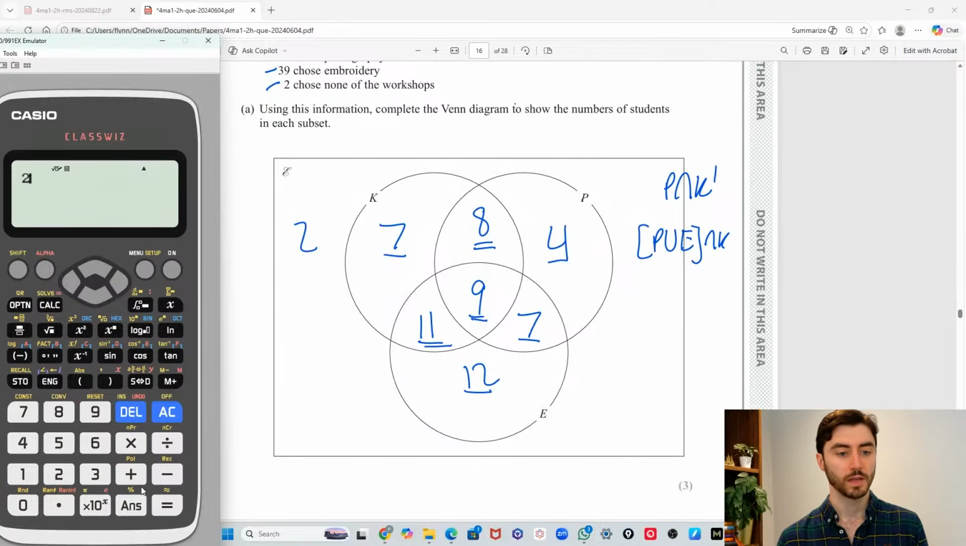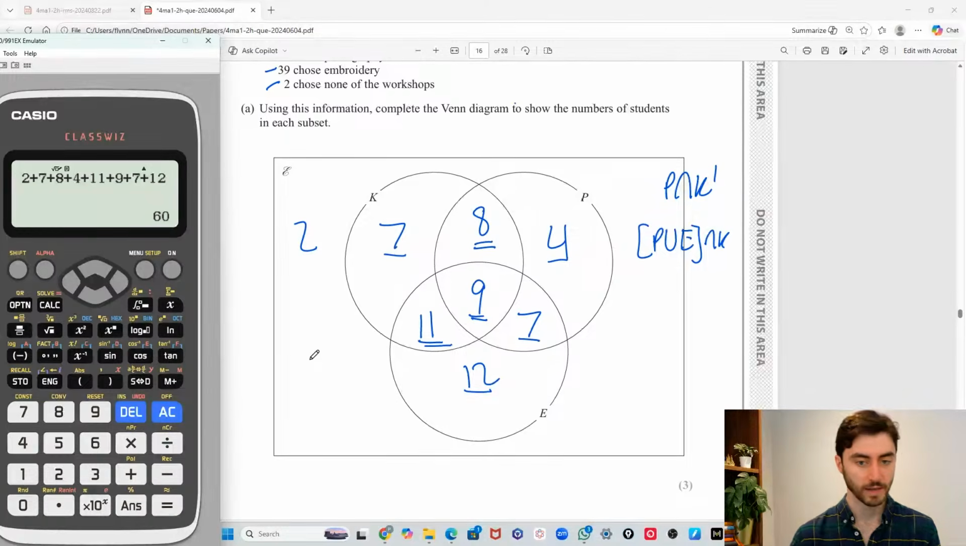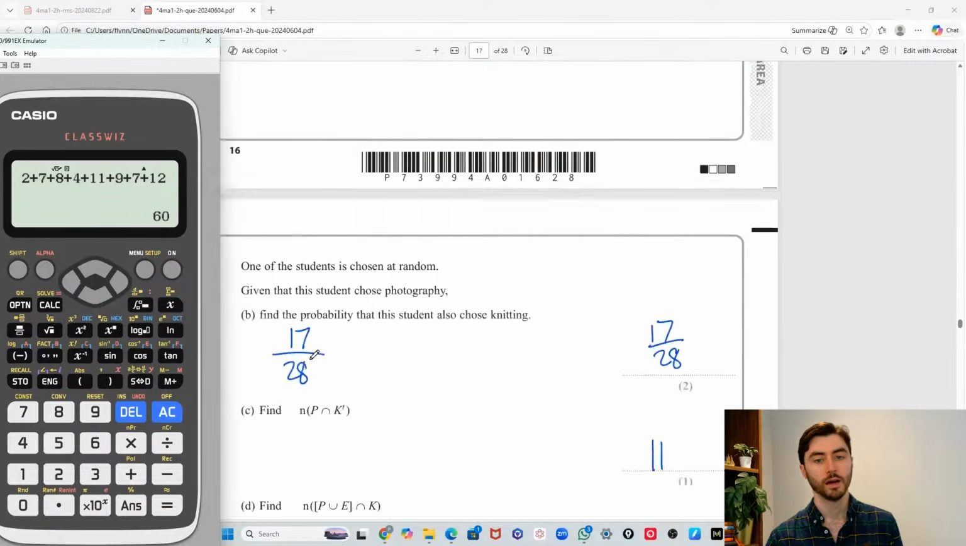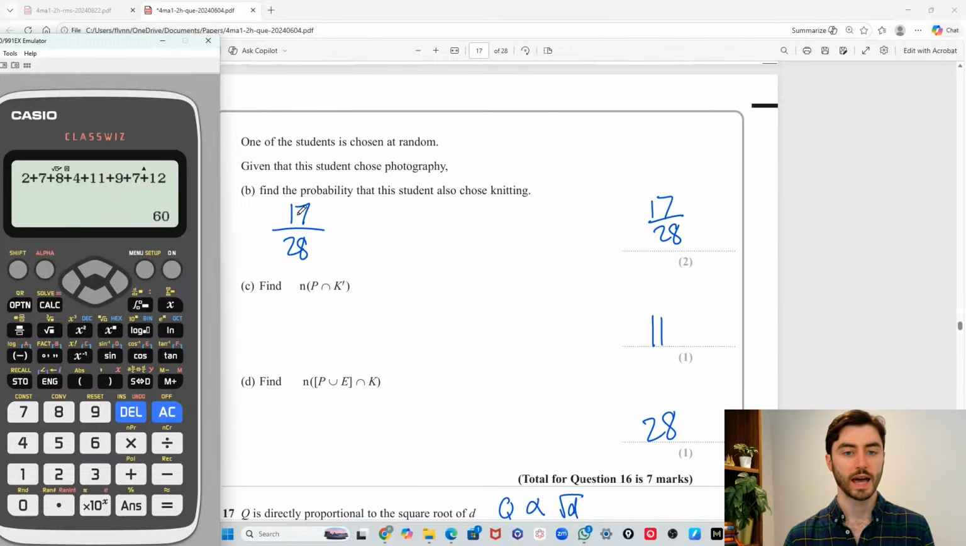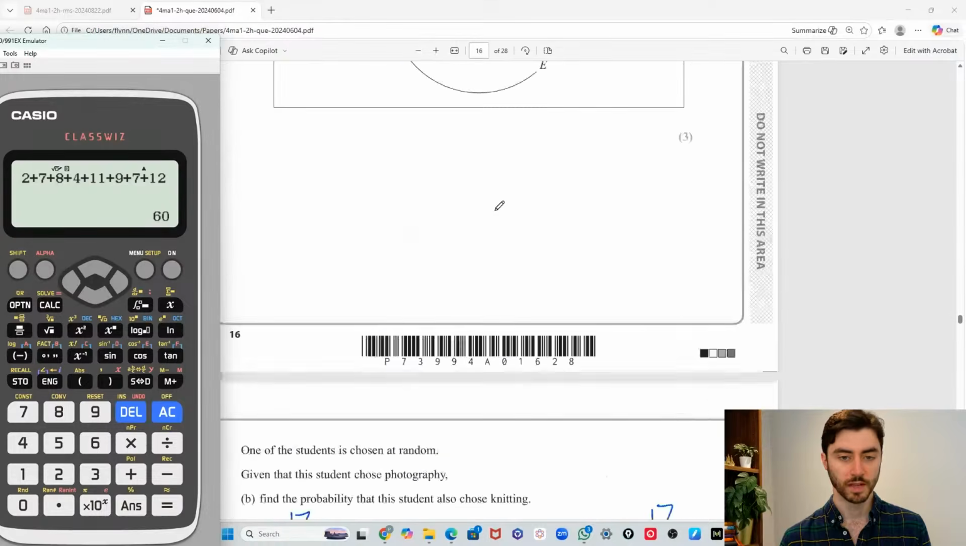And let me confirm that these all add to 60. 9 and 7 and 12 does give me 60. Cool. So then, given that they chose photography, find the probability that they also chose knitting.